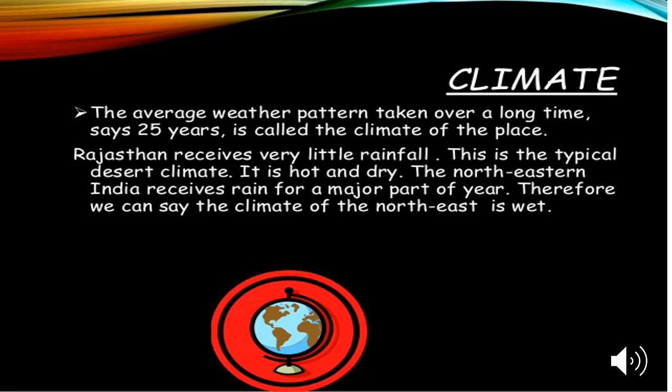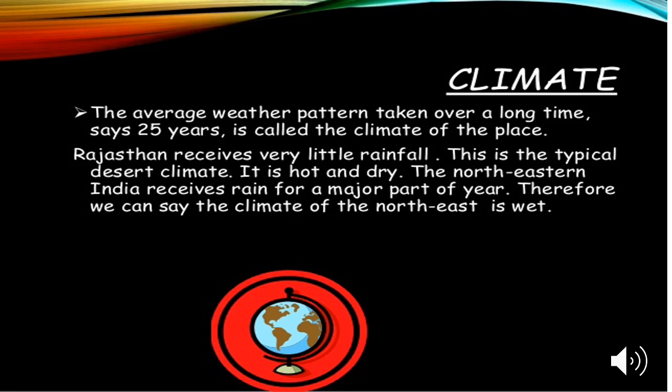Now, before coming to the climate, I want to add something: all changes in the weather are caused by the sun. The temperature is recorded with the help of maximum and minimum thermometer. Rain is measured with the help of rain gauge. The air pressure is measured with the help of barometer, and the wind speed is measured with the help of anemometer. Now coming to the climate.